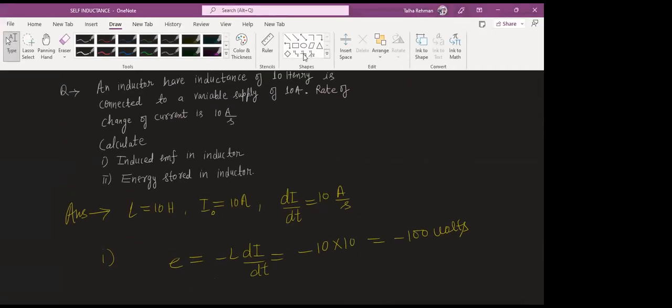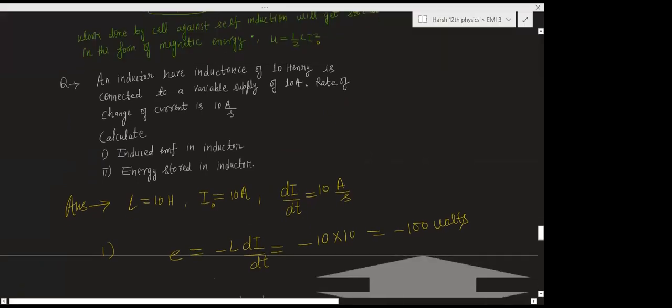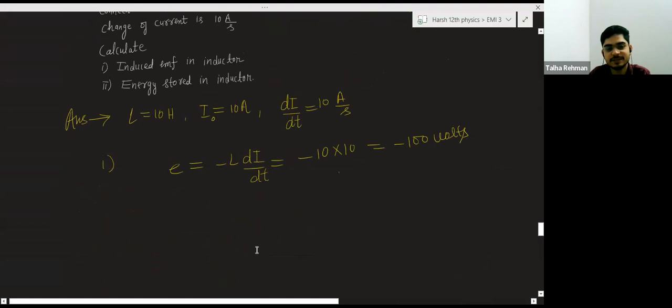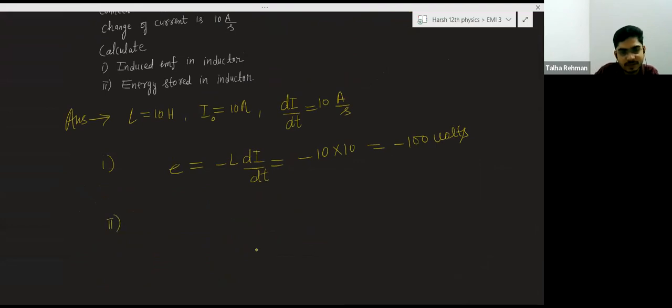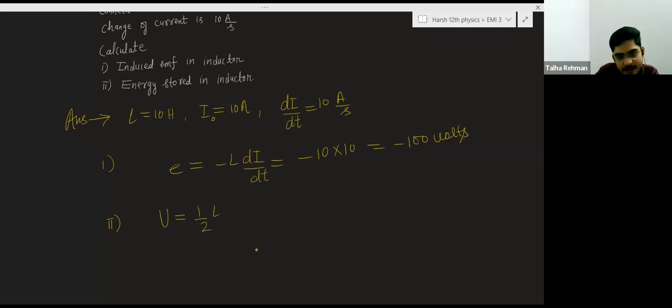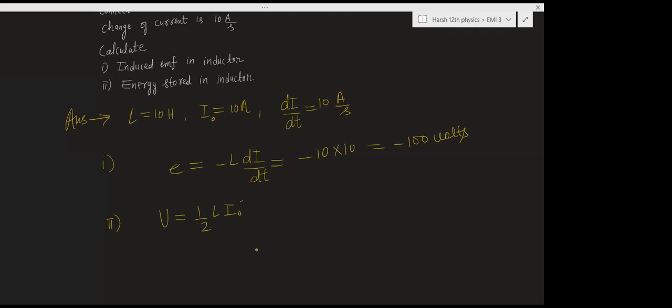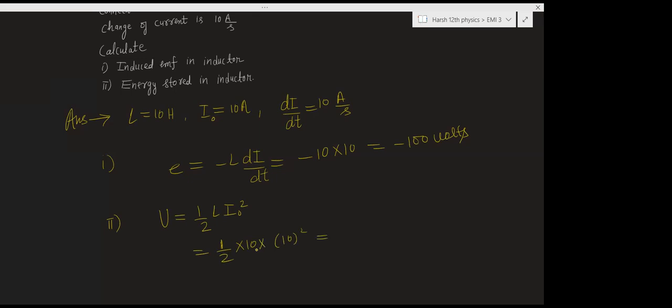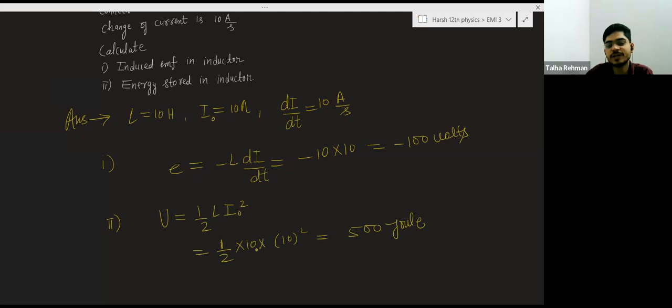Now, energy stored in the inductor. Half L I naught square, right? Very easy question, a direct energy question. Energy stored in the inductor is half L I naught square. Half into L, which is 10, into I naught square, which is 10 square. So this will become 500 joule. Unit of energy is joule.